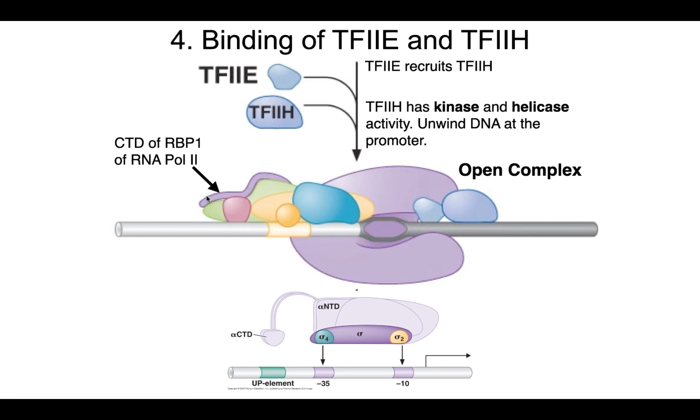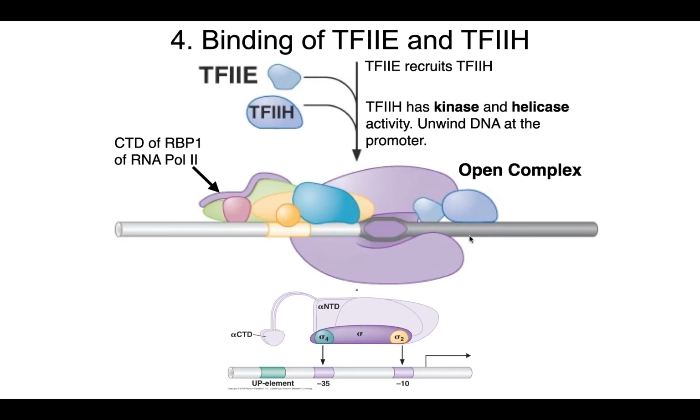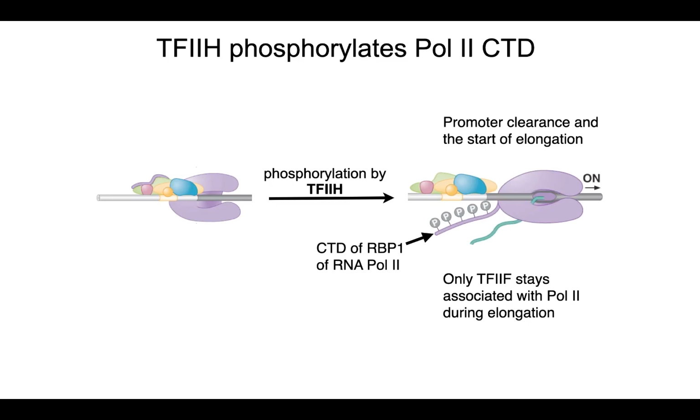Well, this carboxy terminal domain of RBP1 doesn't interact directly with any DNA, but instead interacts with the various general transcription factors, holding that and acting as another site of contact to this promoter. At that point, because of that contact, the RNA polymerase is not going to be able to start elongation. So in order to clear that promoter, what happens is TFIIH, if you'll recall, has kinase activity.